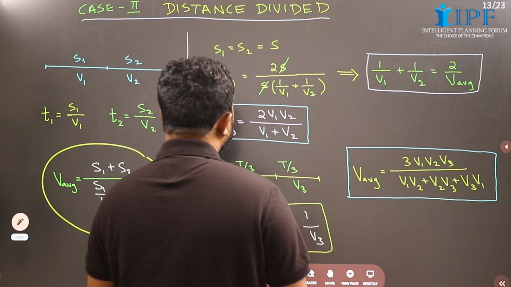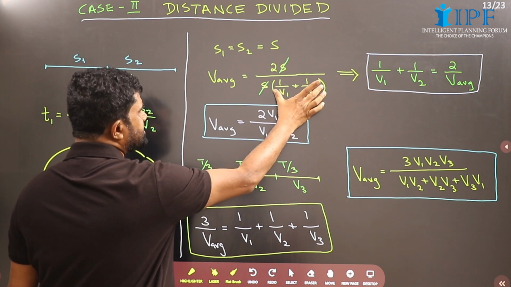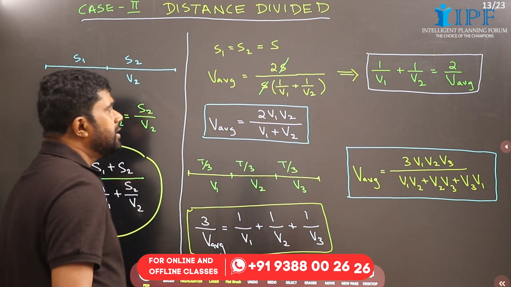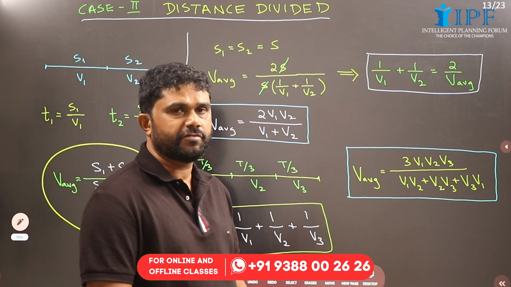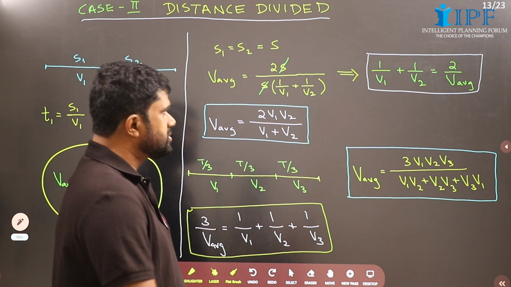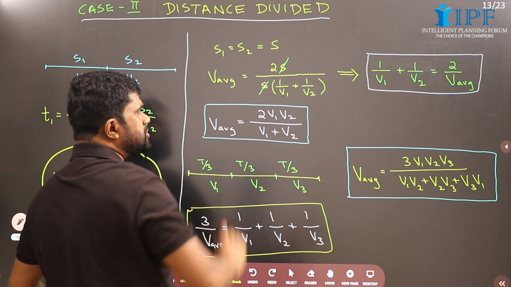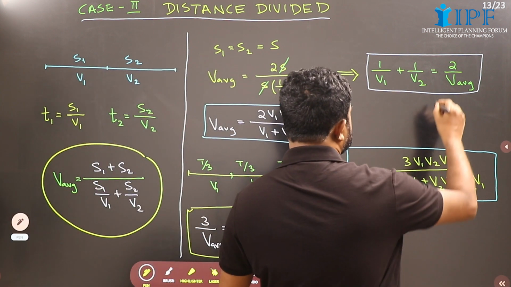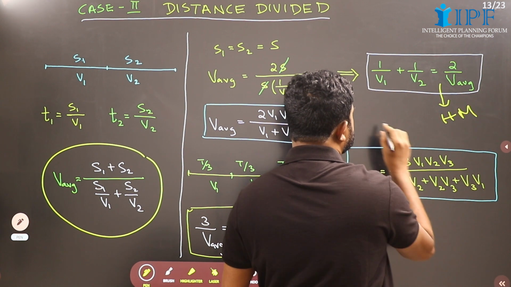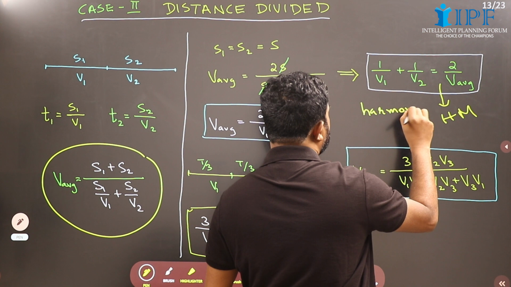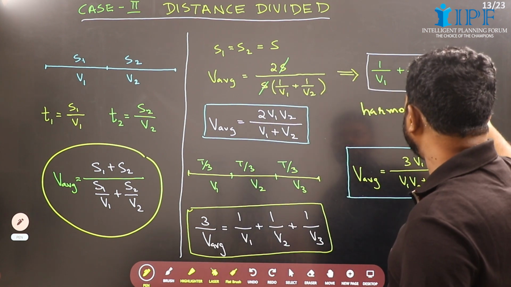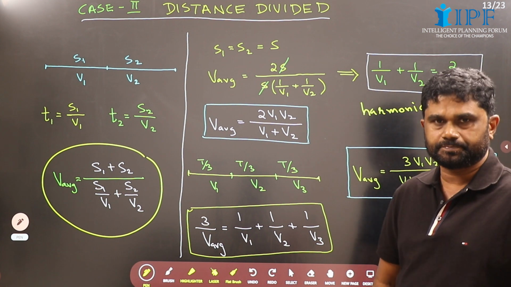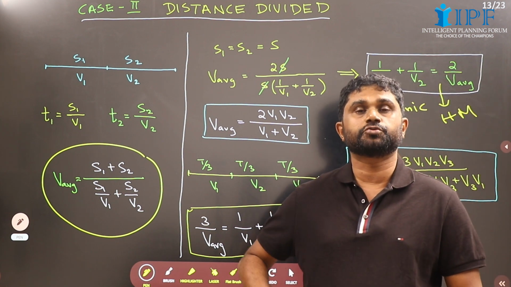Now see what you have to do. Hold this and take it to the left. On the left side there will be 1 by v1 plus 1 by v2, and take this v average to the right. It comes in the denominator. So 1 by v1 plus 1 by v2 equals 2 over v average. Holding this, it is shifted to the left and v average to the right, to the denominator. This is called the harmonic mean of v1 and v2. When we simplify this, we get v average equals 2 v1 v2 divided by v1 plus v2.